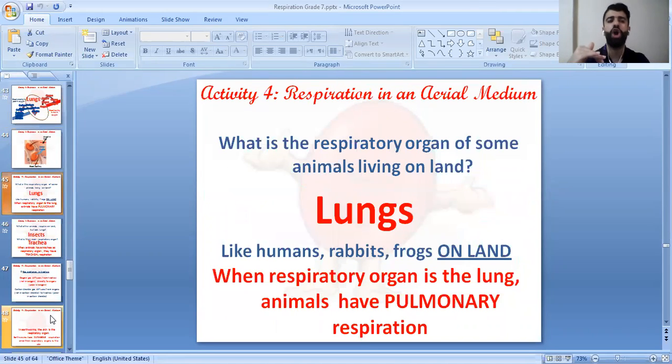What is the respiratory organ of some animals living on land? Lungs, like humans and rabbits and frogs. The tadpole stage of frogs, they are amphibians.